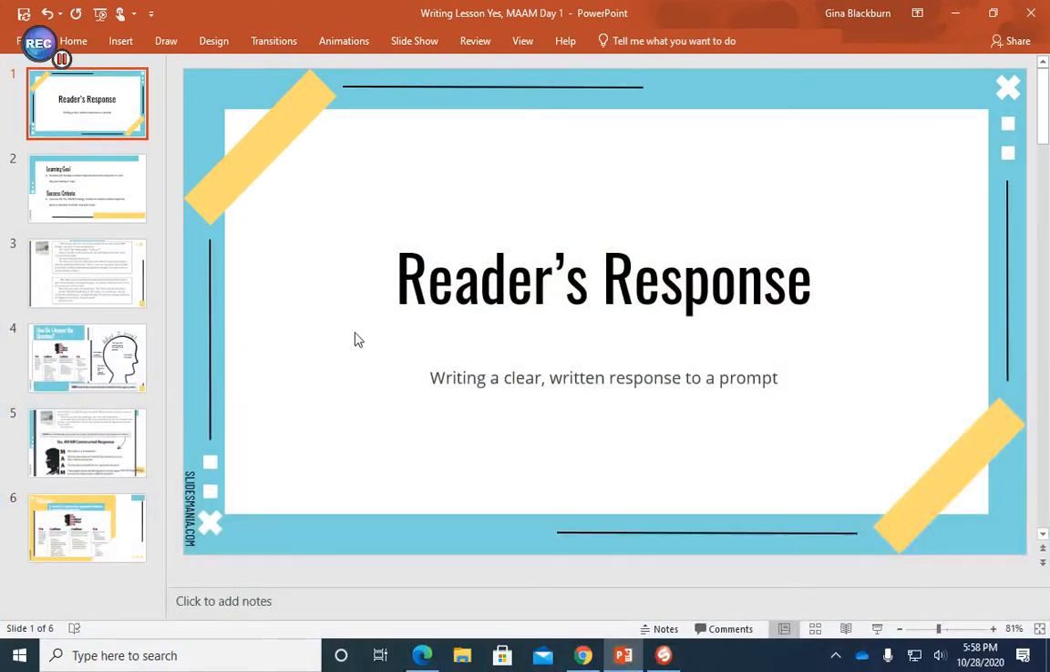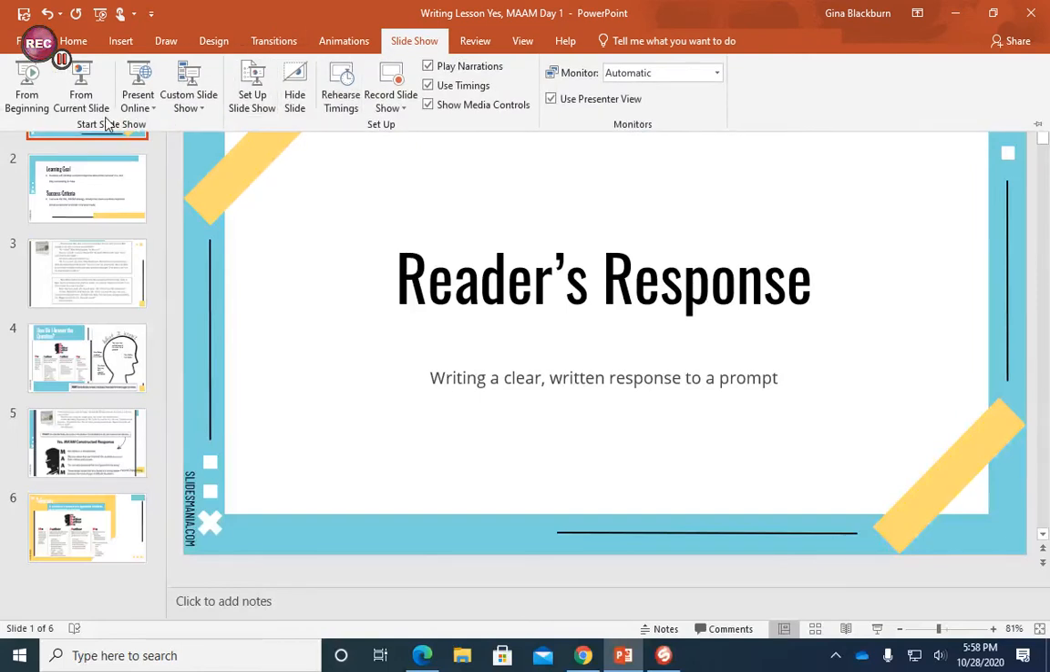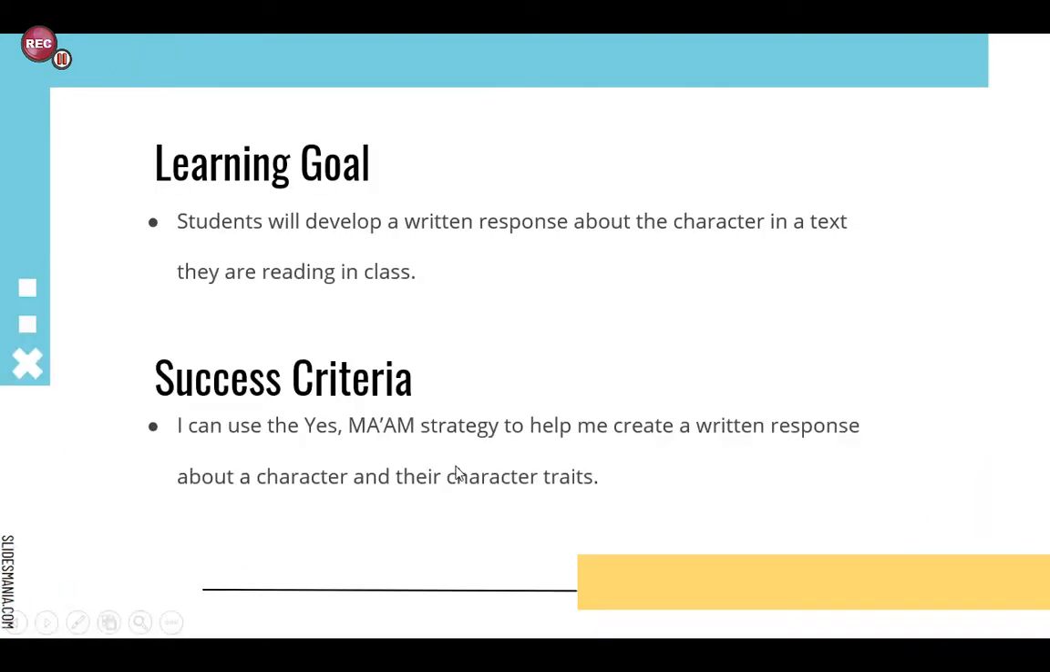Today we will be working with reader's response, writing a clear written response to a prompt. Our learning goal: students will develop a written response about the character in a text they are reading in class. Your success criteria: I can use the yes ma'am strategy to help me create a written response about a character and their character traits.